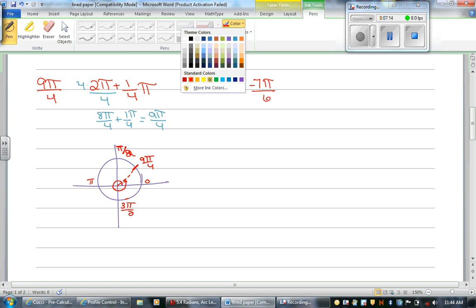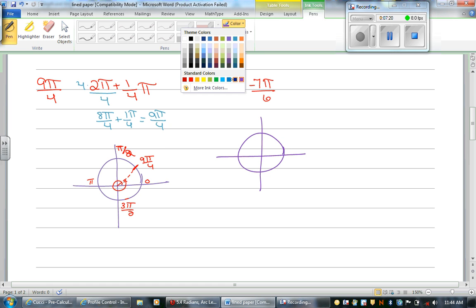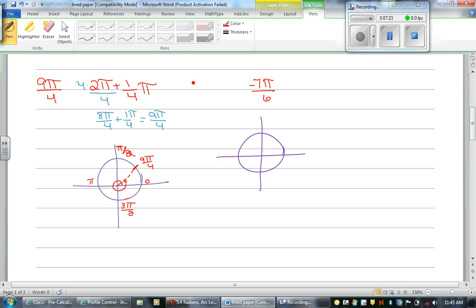All right, negative 7 pi over 6. I know my circles are not pretty, I apologize. For negative 7 pi over 6, we know that we're going to be moving in the clockwise direction instead of the counterclockwise, so going in this direction instead of in this direction.